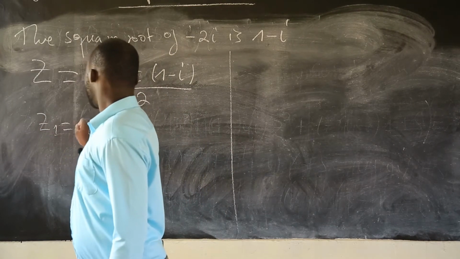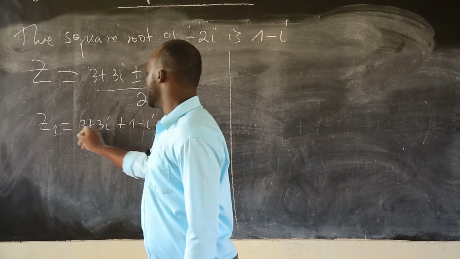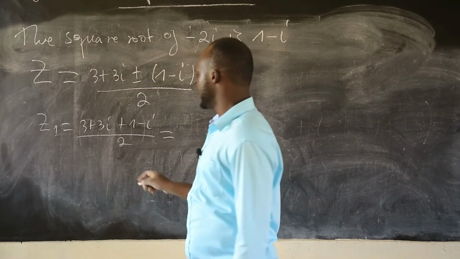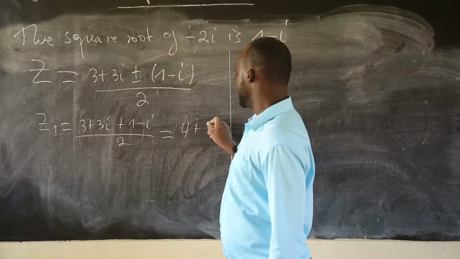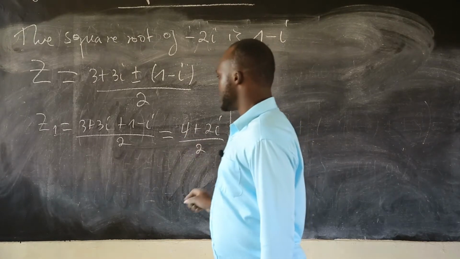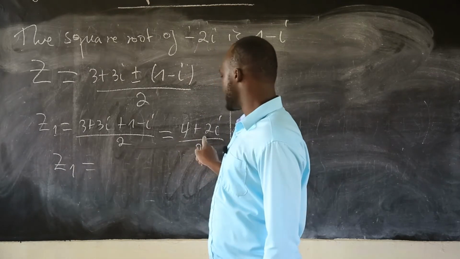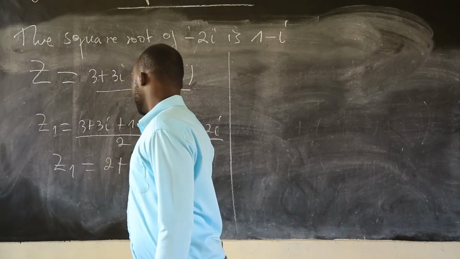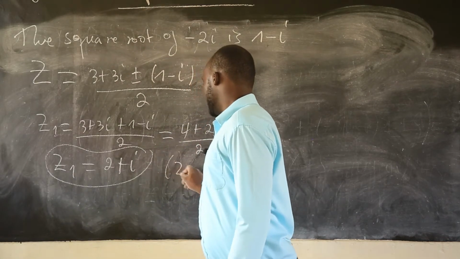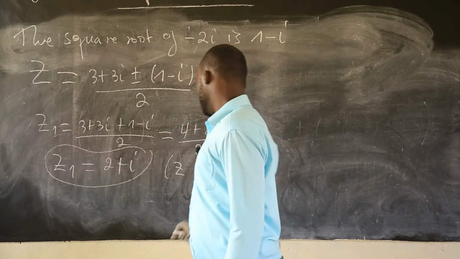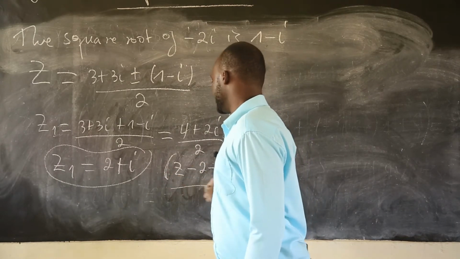z1 will be equal to 3 plus 3i plus 1 minus i over 2. So the answer is 3 plus 1, that is 4. 3i minus i, that is 2i, divided by 2. So z1 is, we divide by 2, that is 2 plus i. That's the first z. The factor is, so now the factor is, I take this to the left-hand side, to be z minus 2 minus i. This will be the factor.